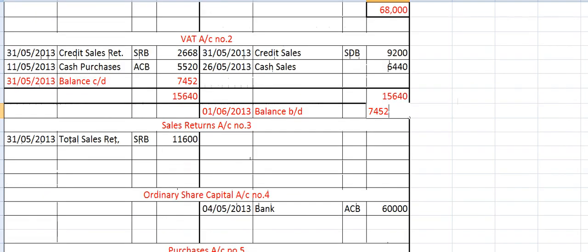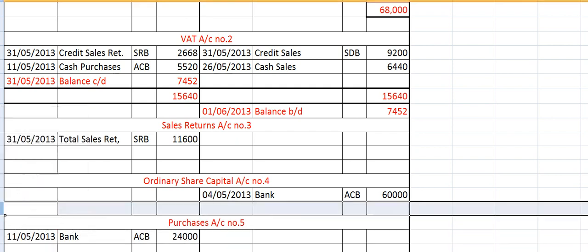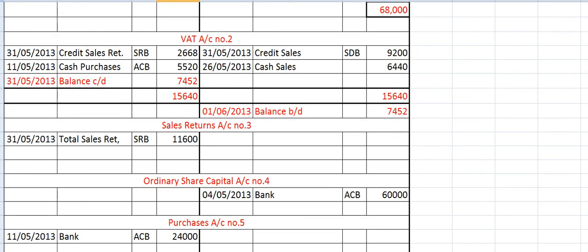Okay, sales returns only has entries on the debit side, and only one entry, so you don't even need to total that. The ordinary share capital account only has an entry on one side, as does the purchases, as does the wages. So we don't need to balance those at all. So what's left to do is to extract a trial balance. So you need a details column and a debit and a credit column. So that's going to be debit, that's going to be credit, and you title it. So the trial balance of OXO Limited on a particular day, which is the end of the month.